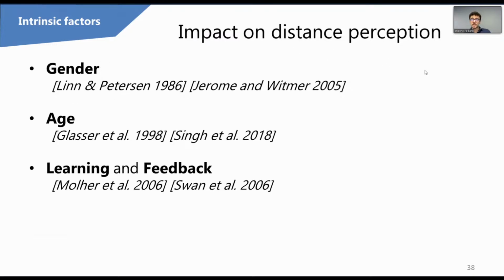More generally, elements linked to knowledge, learning, and repetition can have an impact on distance estimation. This effect is important because people can be trained in mixed reality and get used to the virtual nature of the environment. Finally, other inner factors, such as emotions, are also known to impact distance estimation in augmented reality.